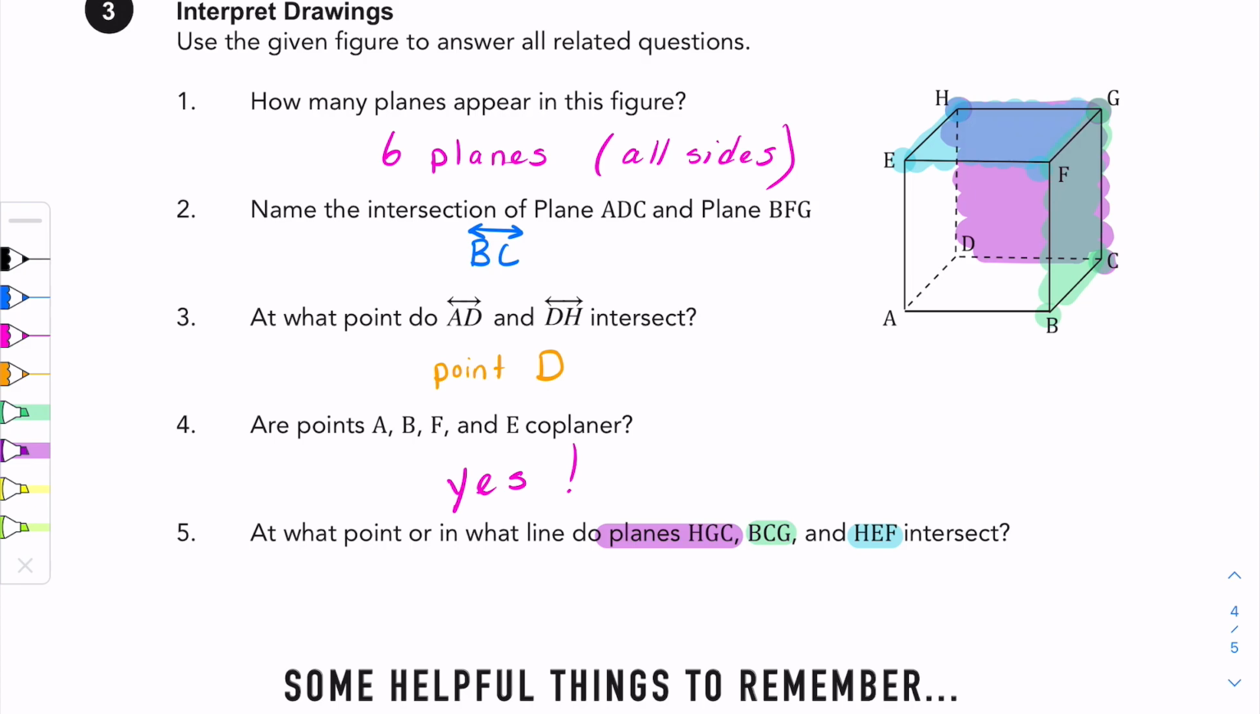So where do they intersect? Well, it looks like all 3 of them only come together in one point, which would be right here at point G. Of course, there's sides where 2 of the planes intersect, but there's only one point where all of them come together. So think about the ceiling of your room and 2 walls of your room. Where's the only place that all 3 of them touch? And that would be in one corner of the room. So I'm going to say point G.